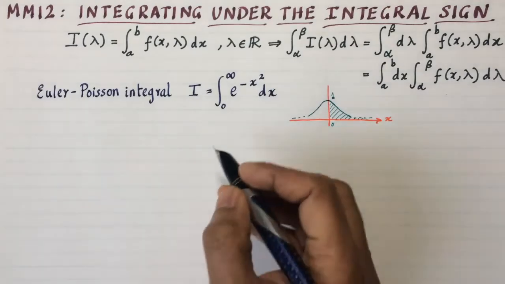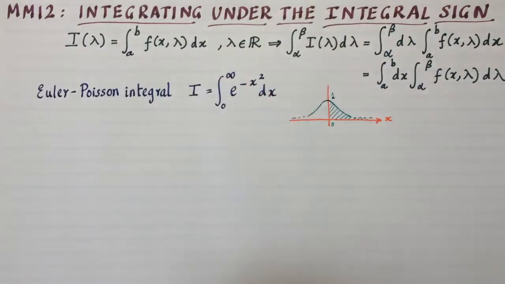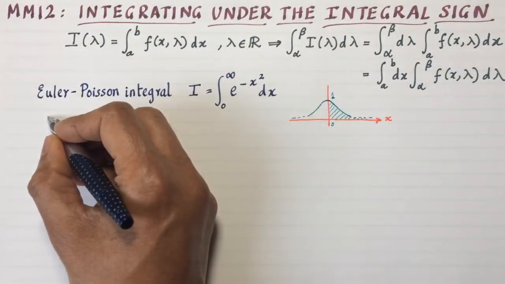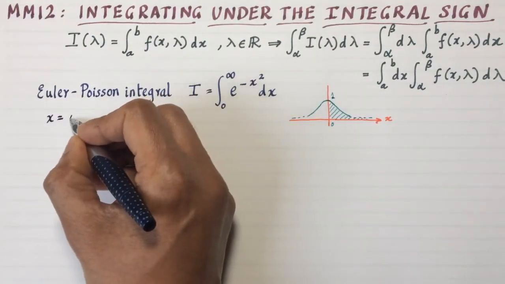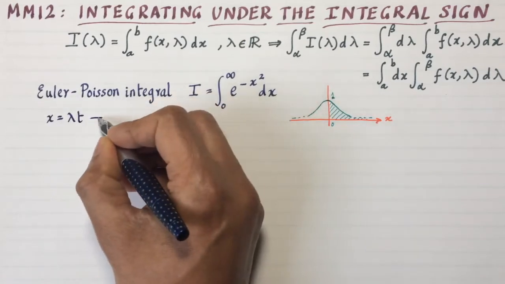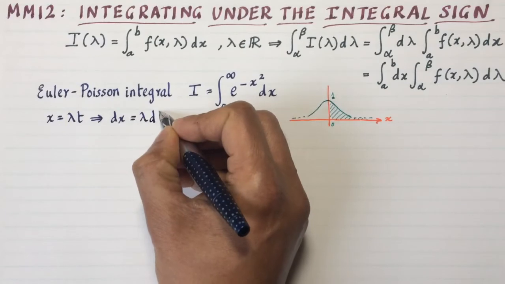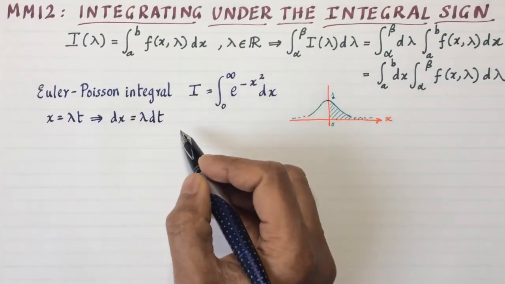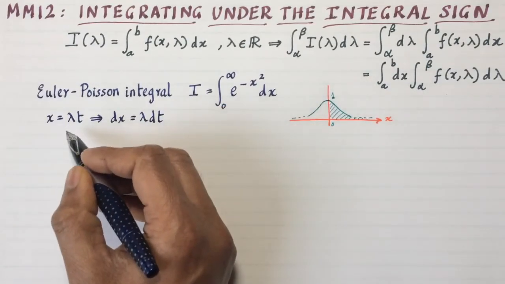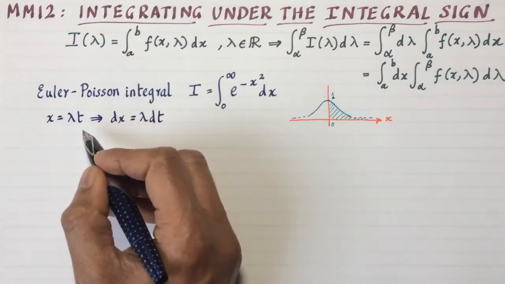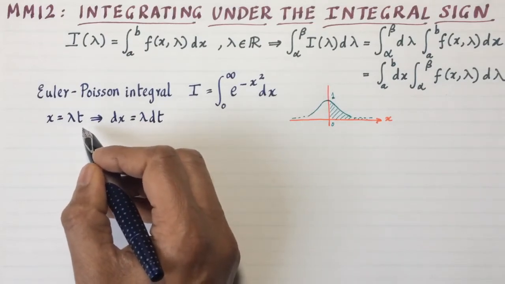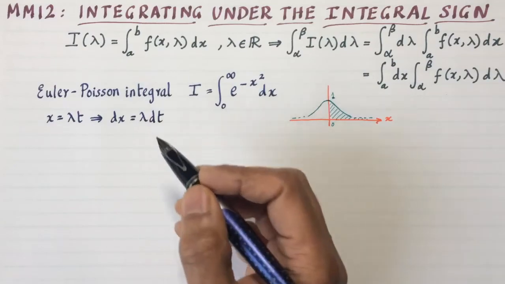So the first thing is to manufacture this parameter lambda. How do we do that? Let's try to make a change of variables x equals lambda t, and if you do that, then dx equals lambda dt. The limits will remain unchanged because lambda is supposed to be a real number. So when x equals 0, the t parameter also is equal to 0, and so on.